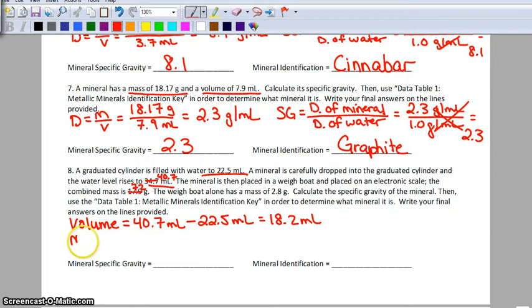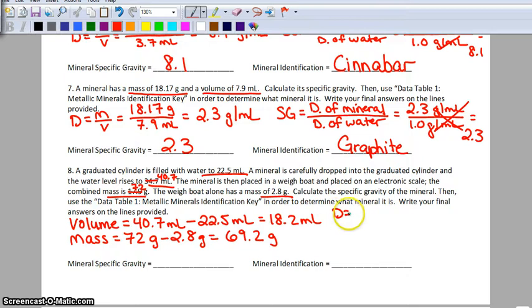All right, let's figure out the mass of the mineral. The mass with the weighboat, combined mass, is 72 grams. But that includes the weighboat, so we need to subtract out the mass of the weighboat, which was 2.8. So 72 minus 2.8 is going to give us 69.2 grams as the mass of the mineral.